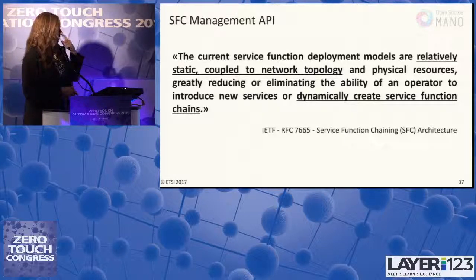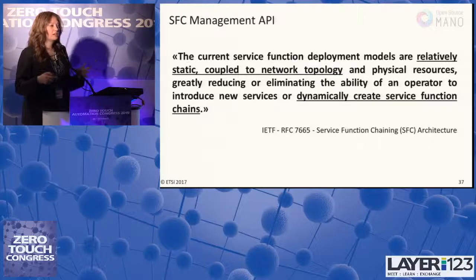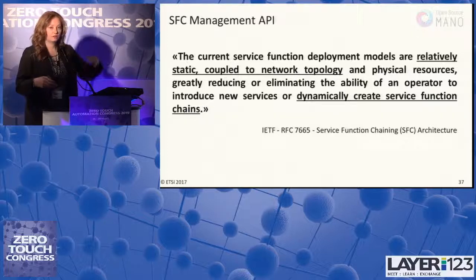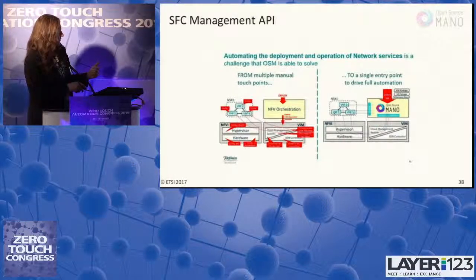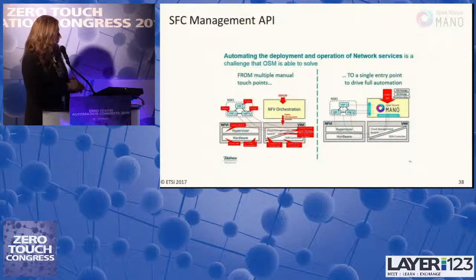So the SFC Management API adheres to relatively static and coupled to network topology and physical resources. So what we mean by this is it allows us to create dynamic service chains with existing infrastructure and being able to change your network path without having to redefine your network. And so what that means to OSM is that we have a single point of entry with OSM to be able to define those SFC chains and manipulate those different network paths, as opposed to the traditional way of doing it, which has a number of different touch points, as you'll see here.